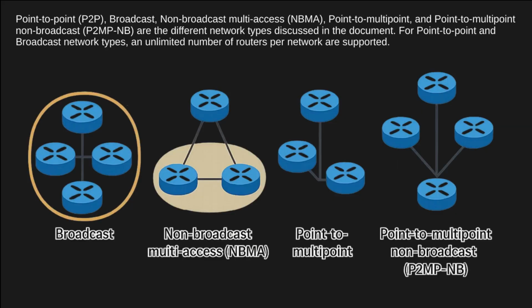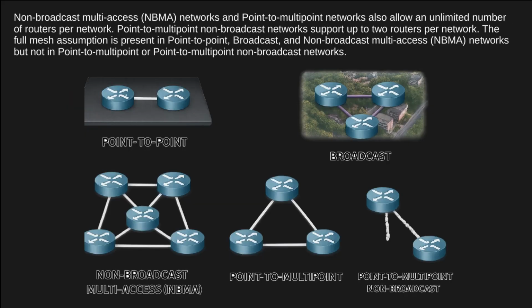Point-to-point, P2P, broadcast, non-broadcast multi-access, NBMA, point-to-multipoint, and point-to-multipoint non-broadcast, P2MP-NB, are the different network types discussed in the document. For point-to-point and broadcast network types, an unlimited number of routers per network are supported. Non-broadcast multi-access (NBMA) networks and point-to-multipoint networks also allow an unlimited number of routers per network. Point-to-multipoint non-broadcast networks support up to 2 routers per network. The full mesh assumption is present in point-to-point, broadcast, and non-broadcast multi-access (NBMA) networks, but not in point-to-multipoint or point-to-multipoint non-broadcast networks.